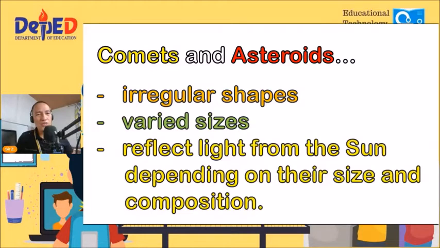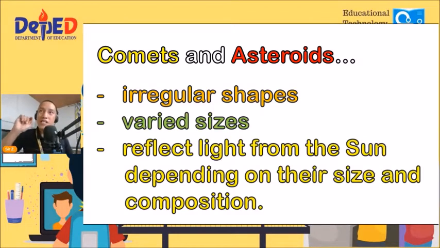Comets and asteroids are irregular shapes. Although we see them sa sky, they look like round things. That's because we're too far away from that object. But pag lumapit tayo sa kanya, it will look like a randomly shaped object. Diba? Medyo may oblong, merong pitpit. So iba-iba. And they have varied sizes.